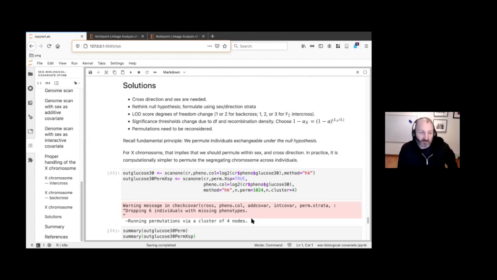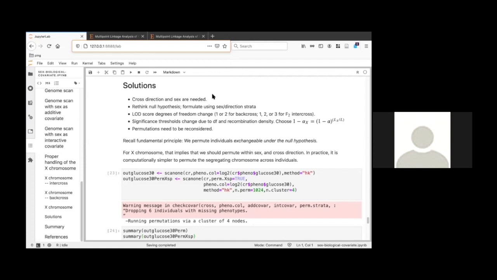In the gene network data, has there been any kind of survey of the nature of traits that show the biggest sex differences, or sex differences in QTL effects? Not that I am aware of.